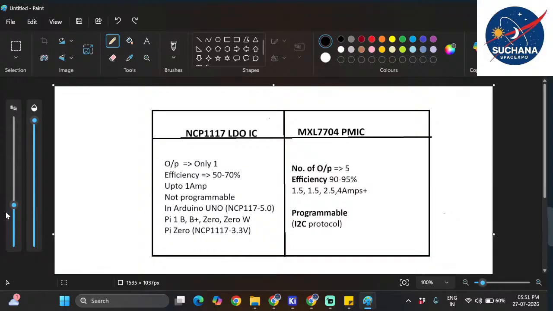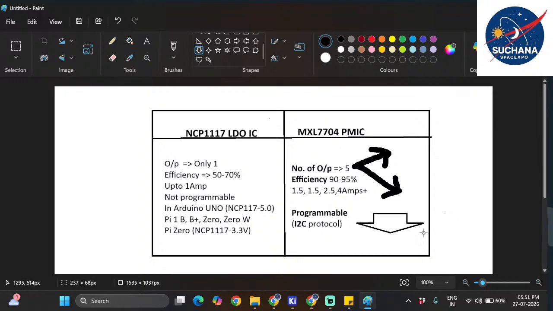So again, these 5 outputs are actually classified into 2 different types. I just don't know where I can find an arrow symbol here in Paint, so I have drawn it manually. Maybe this is of a different variant. Okay, got it.